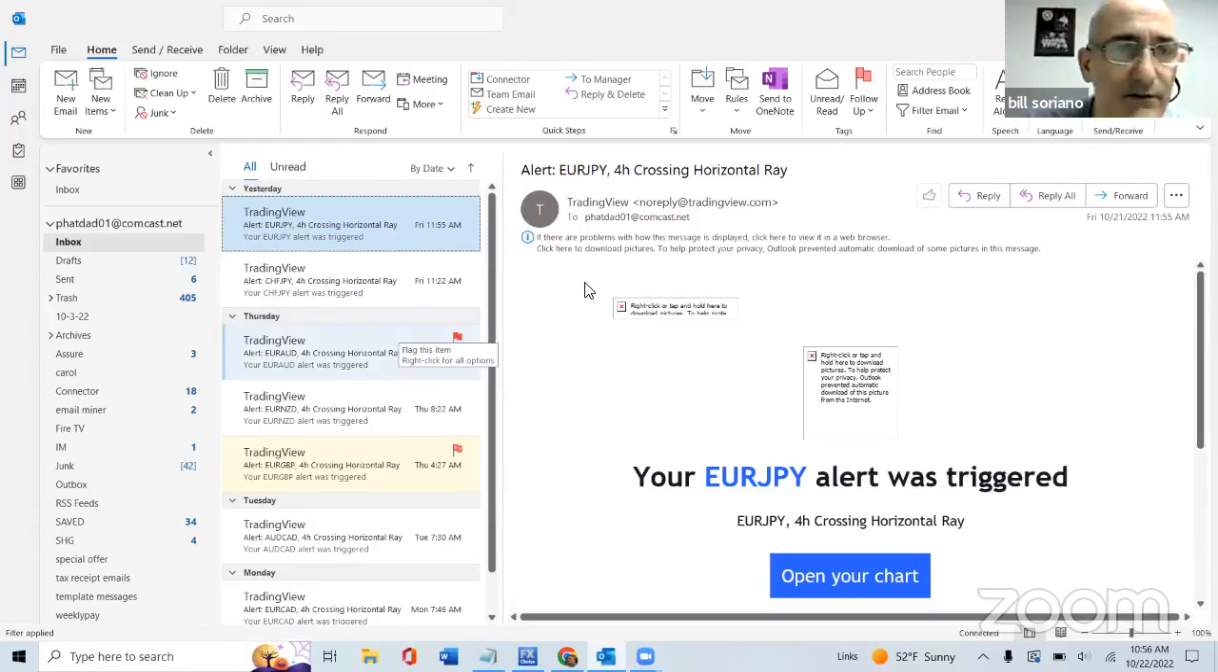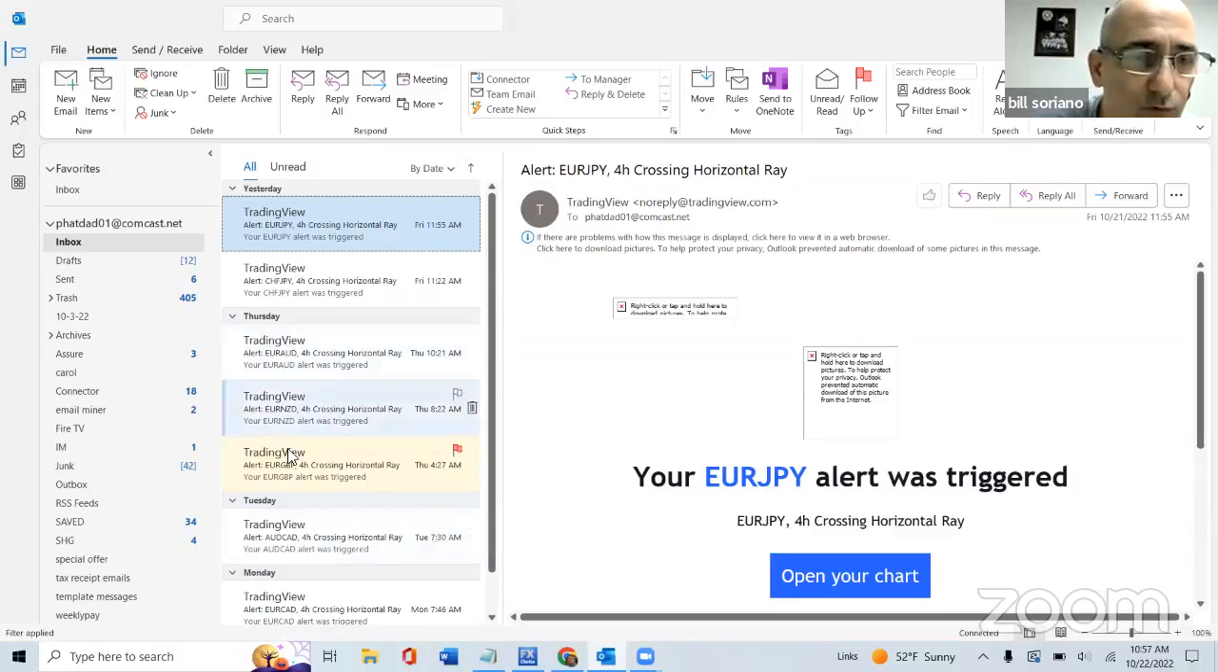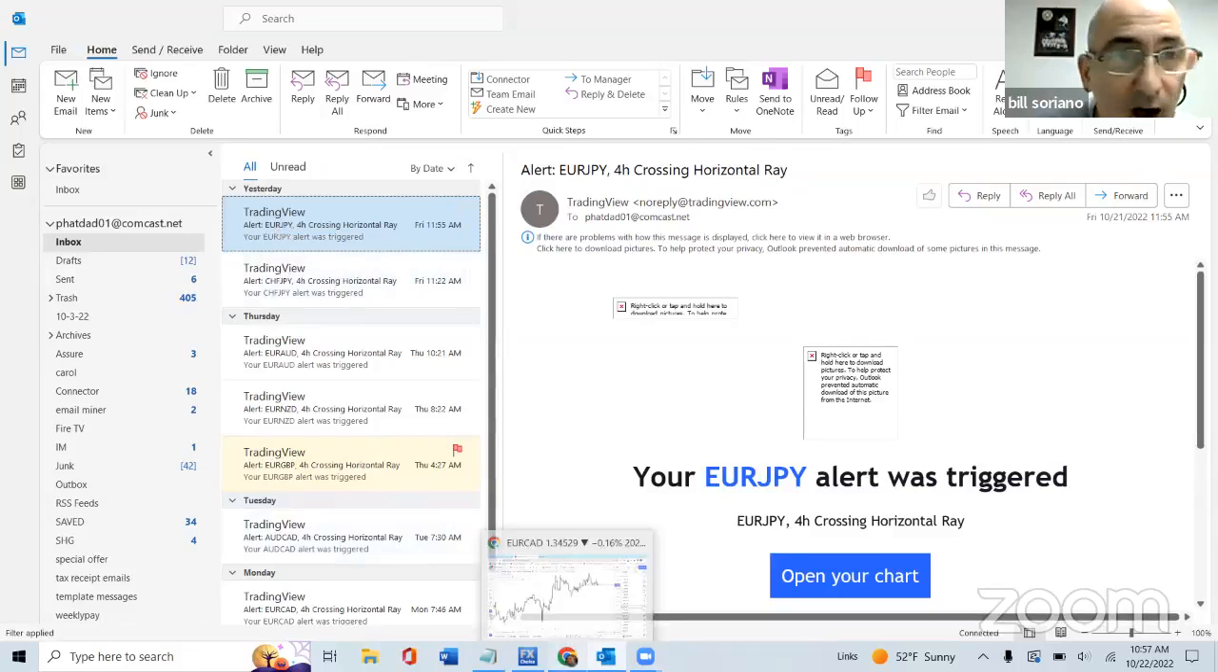So let's start here at the top on Friday with EURJPY and CHFJPY. Normally, you'll notice that on a particular day when the alerts come out, they'll all have a pair in common. Like here on Thursday, these were 3 EUR pairs, and then on Friday, 2 JPY pairs. So let's look at the first one, EURJPY.